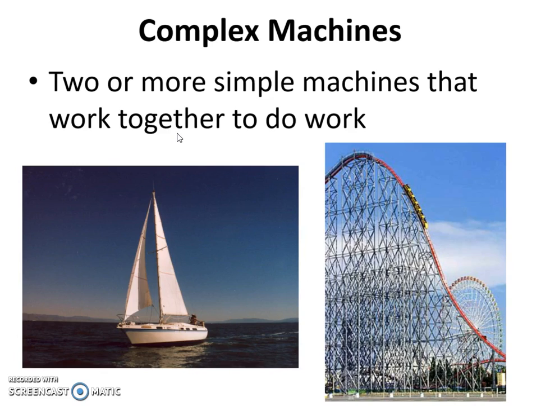A lot of things in the world are made up of several different types of simple machines. When you have two or more simple machines that work together to do work, that is called a complex machine. You may also see this as a compound machine.